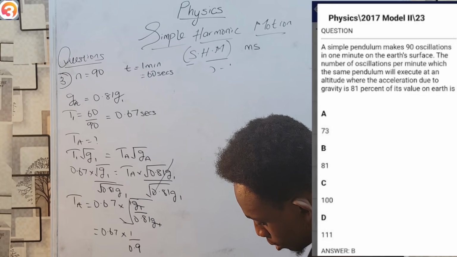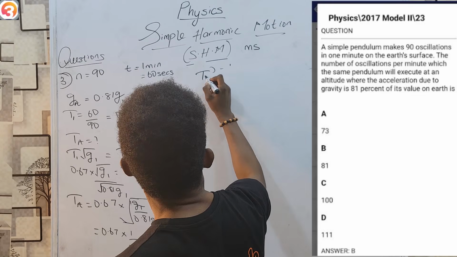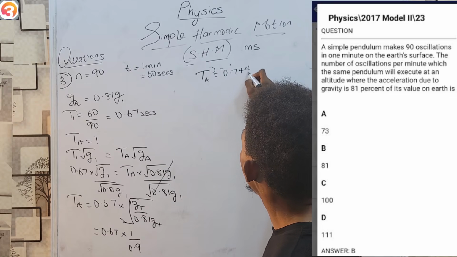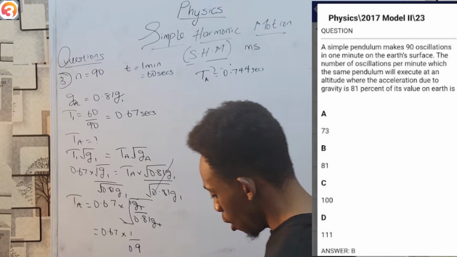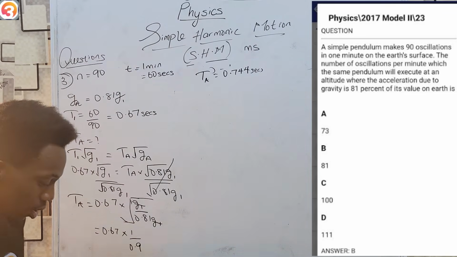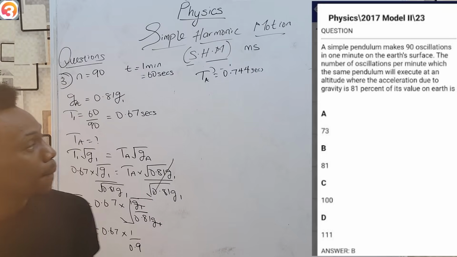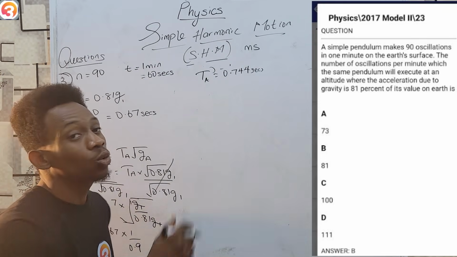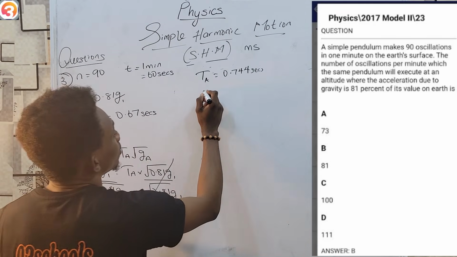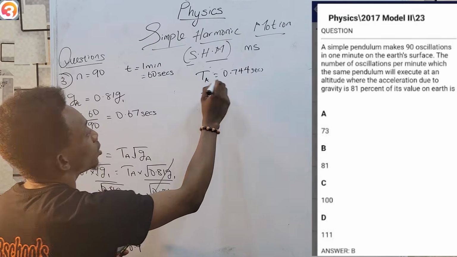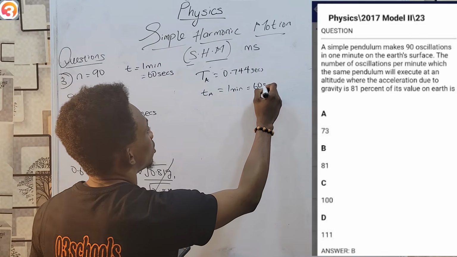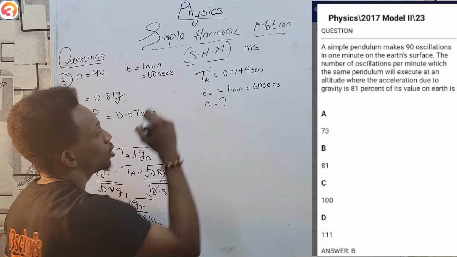So TA should be equal to 0.744 seconds. But please, always be careful with what we are asked. What we are asked to find in this case was the number of oscillations per minute. This is the time taken to complete one oscillation. That means in this case, TA is this, and then the time for these oscillations is 1 minute, which is 60 seconds. We want to find how many oscillations there will be.